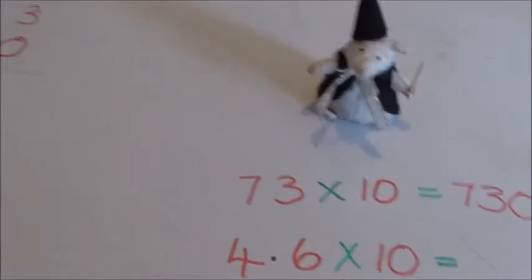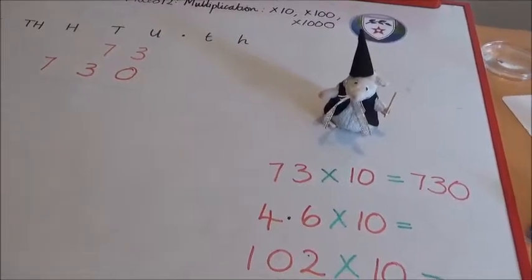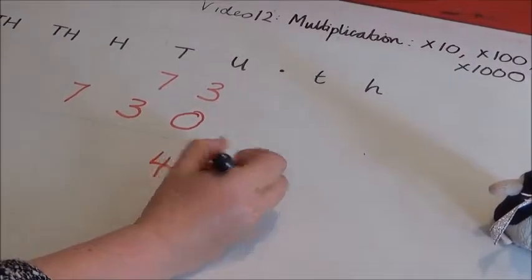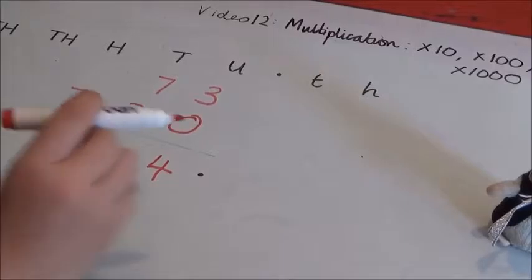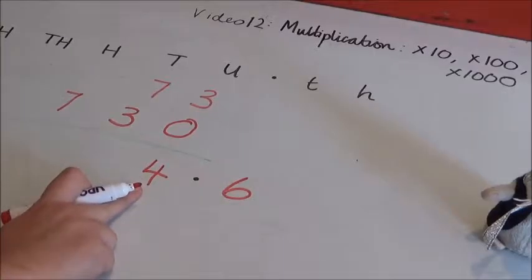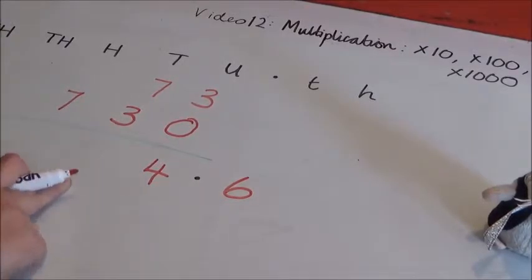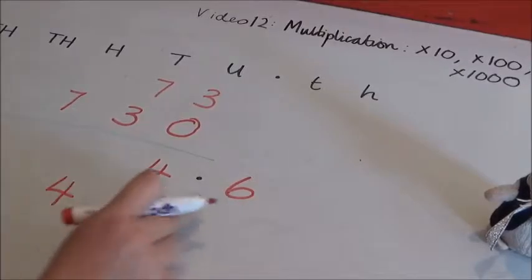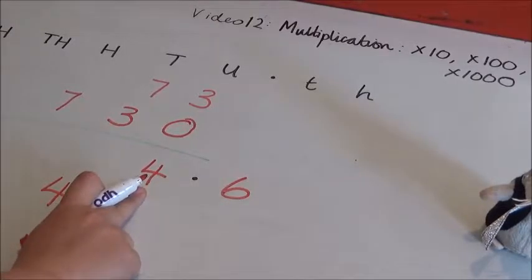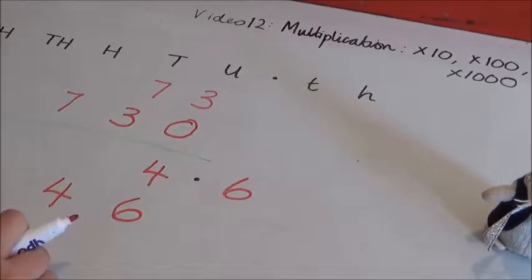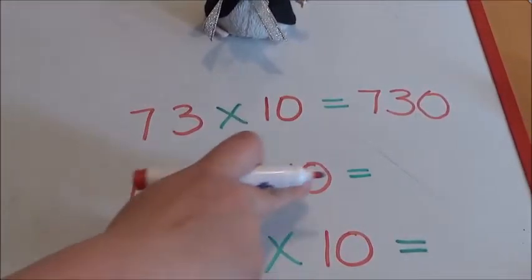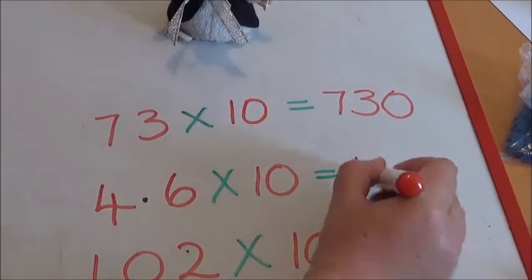Next, 4.6. 4, point to show that we're going to something smaller than a unit, 6. Make that 10 times bigger. The 4 units are going to be made 10 times bigger, moved up the place value position into the tens. The 6 tenths is going to be made 10 times bigger, moved up into the units. So 4.6 times by 10 is the same as 46.